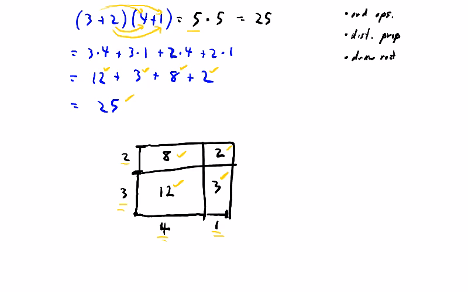How does that relate to the 5 times 5? Make sure that you realize the total height of the rectangle should be 5 units, and the total width of the rectangle should be 5 units. So it makes sense that the area is 25.